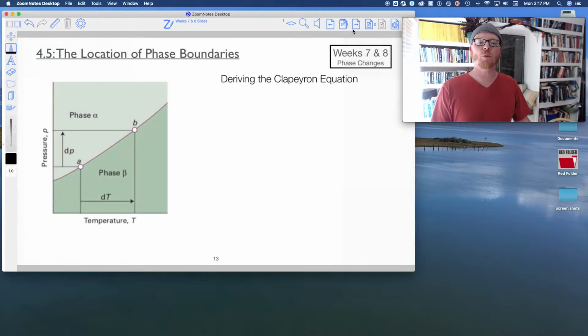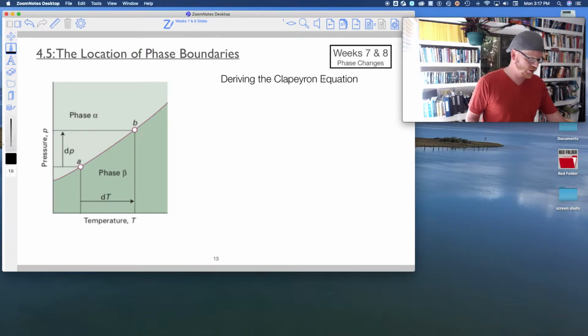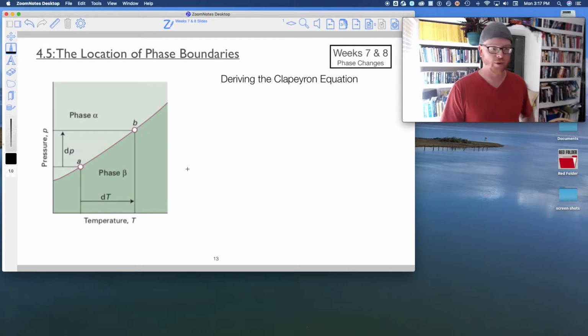Okay, so now how do we predict this for any range of increase of pressure and temperature? Well, this is where we get to what's known as the Clapeyron equation. Here's my generic phase diagram, P versus T, with phase alpha and phase beta, and the boundary between those phases is given by dP/dT. Whatever this relationship is, the change in P versus the change in T, that's going to give me that boundary.